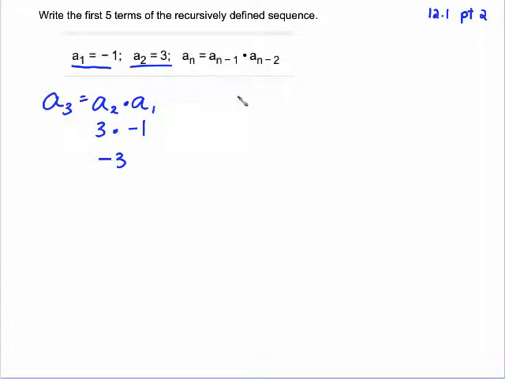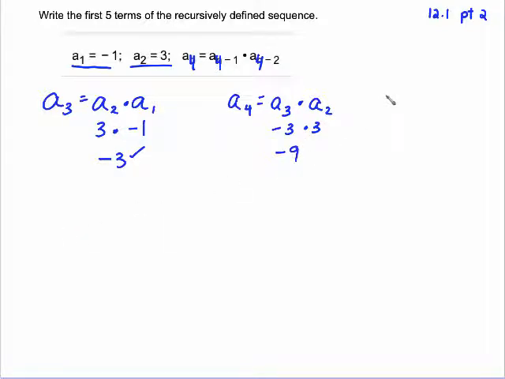Let's erase these. Now to find a sub 4 means I'm putting a 4 for that n, and that n, which is a sub 4 minus 1 is a sub 3, 4 minus 2 is 2. So we're doing the product of a sub 3 times a sub 2. A sub 3 we just found right here is negative 3. A sub 2 is 3. Negative 3 times 3 is negative 9.